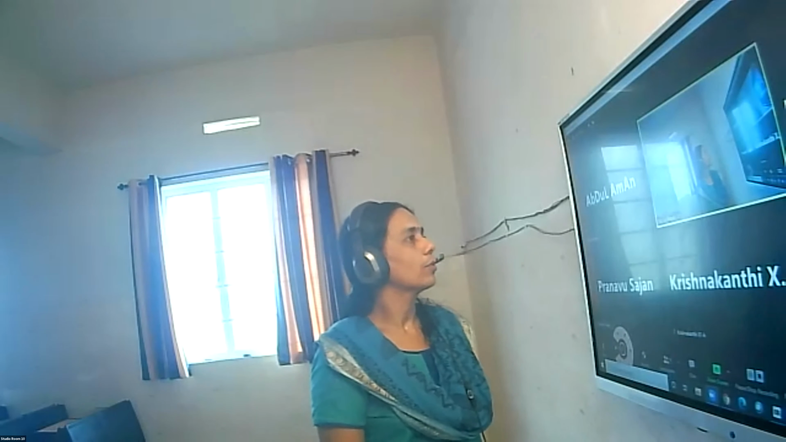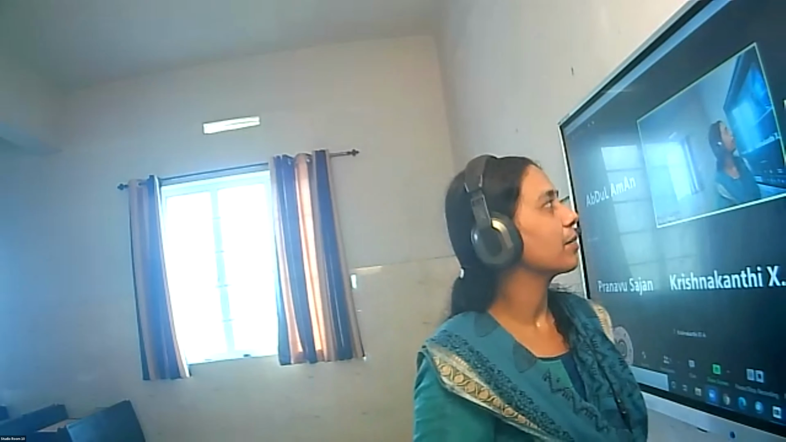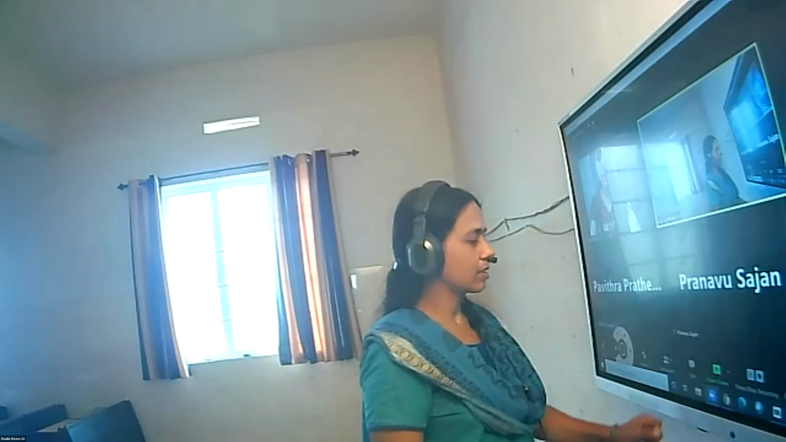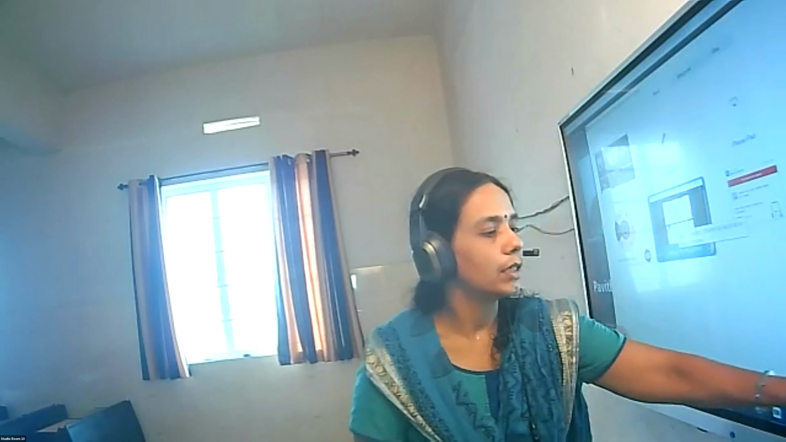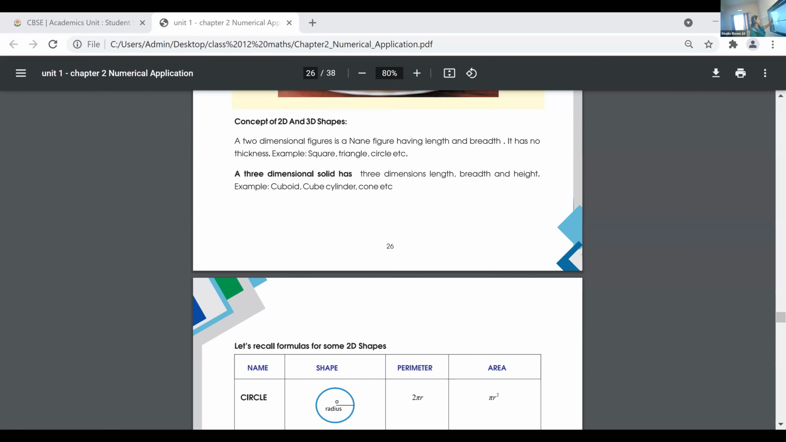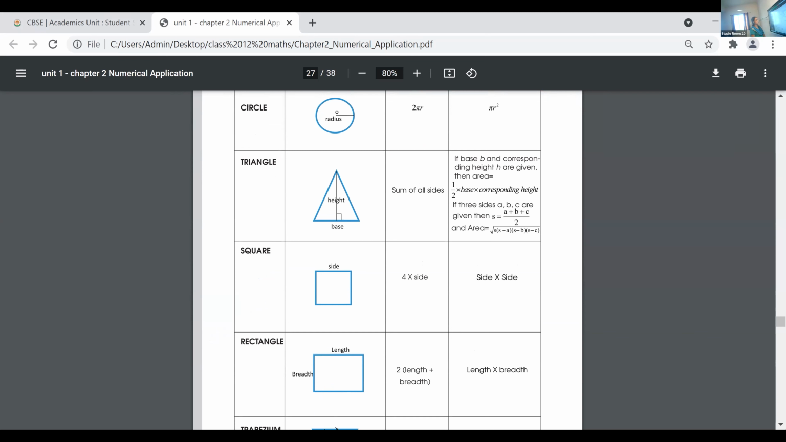Today we are going to discuss how to find the surface areas and volumes of three-dimensional objects. Before we start, let's revise what you have learned in the last class. We learned the formulas, isn't it? Recall the formula. What about a circle? The circumference of a circle is 2 pi r and the area of the circle is pi r square, isn't it? Area of the circle is pi r square.